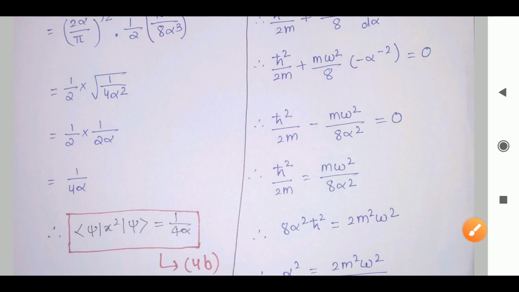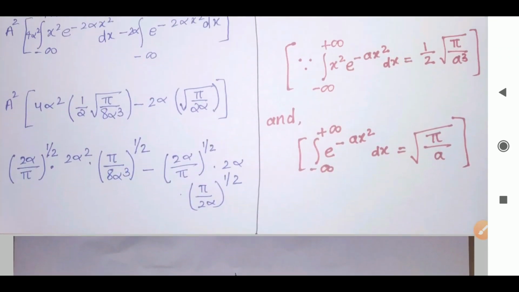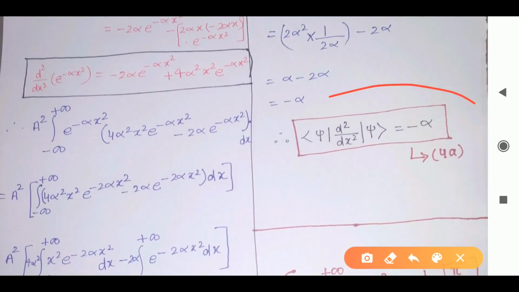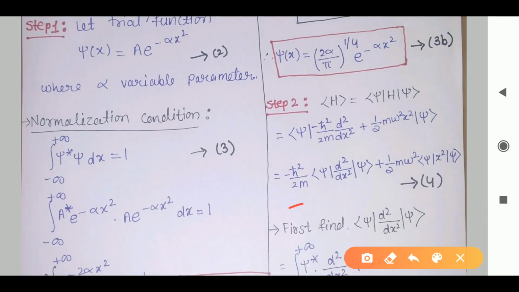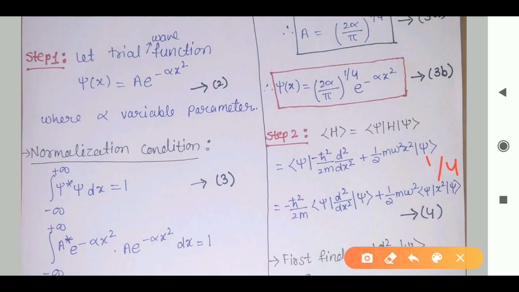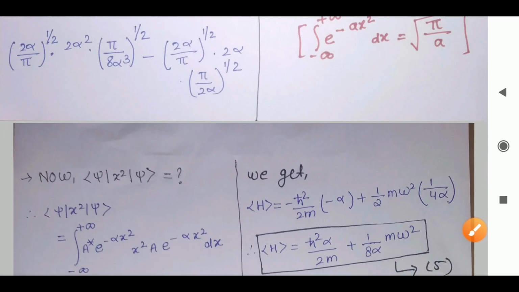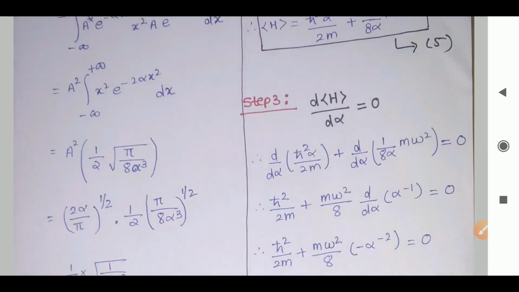Clear? So now we will substitute these values in the equation, that is, the value from 4a we will substitute in equation 4 here, and we will substitute this here. So for this we have got minus alpha, and for this we have got 1 upon 4 alpha. Okay, so here we have got 1 upon 4 alpha. Clear? So we will substitute here. After the substitution part, see, I have written here what you will get.